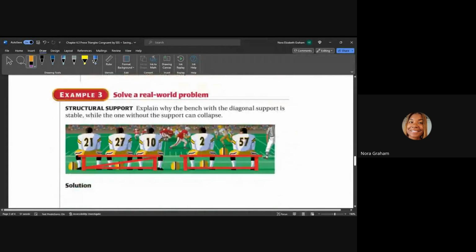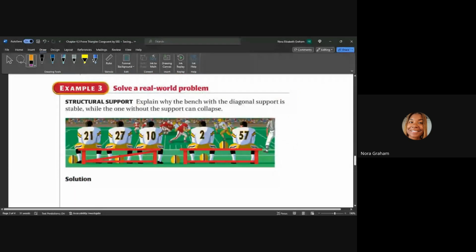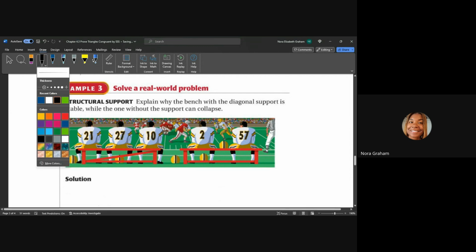Okay, so our last one is going to be a real world problem. This one says, explain why the bench with the diagonal support is stable, while the one without the support can collapse. So we just want to understand why this is possible. Before I explain, let me show you what's going on here.